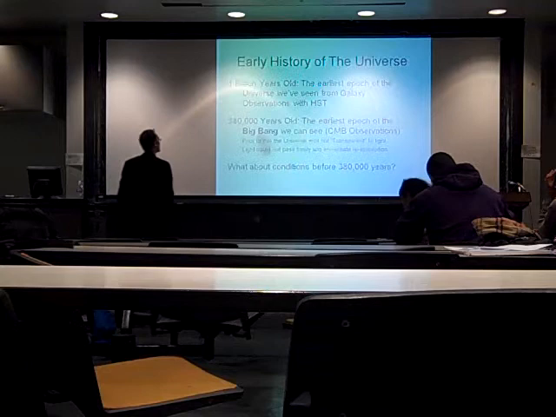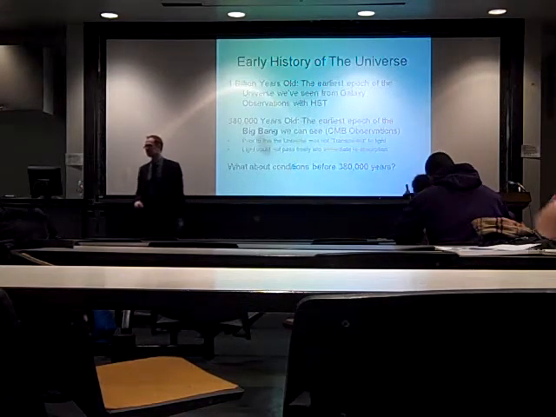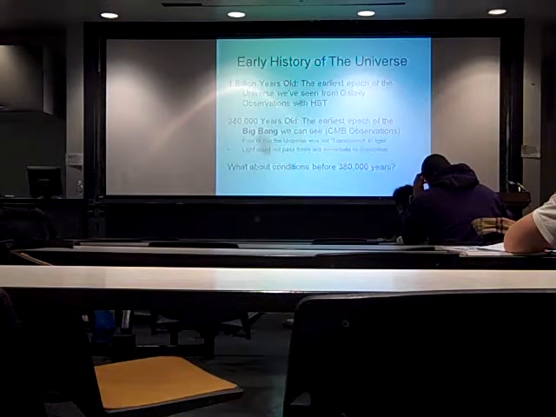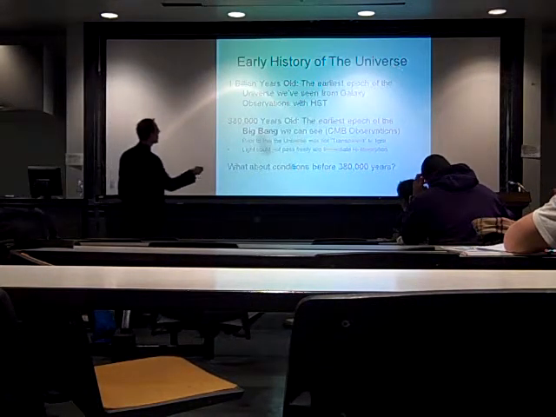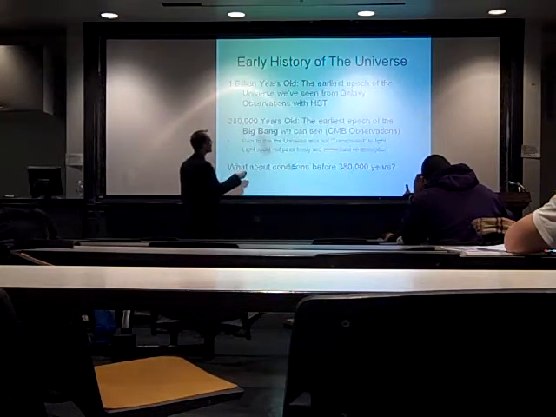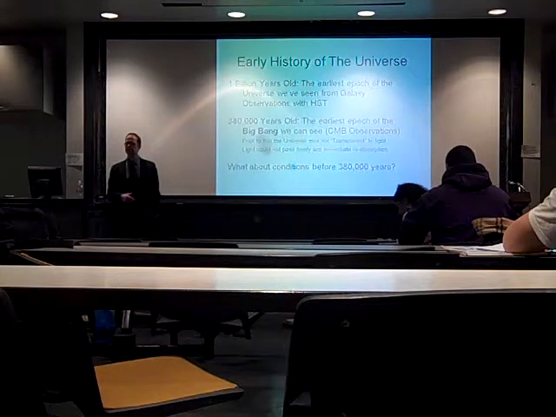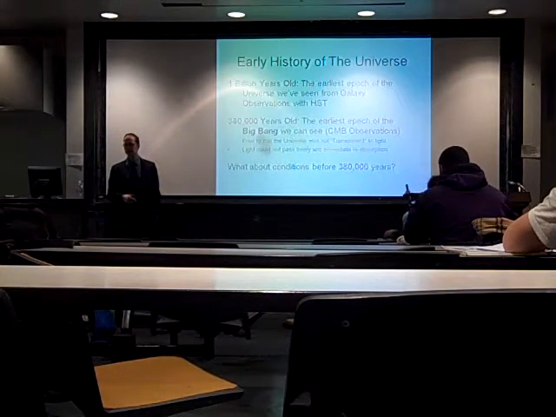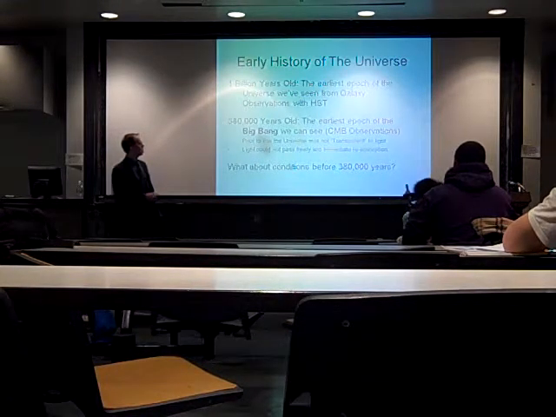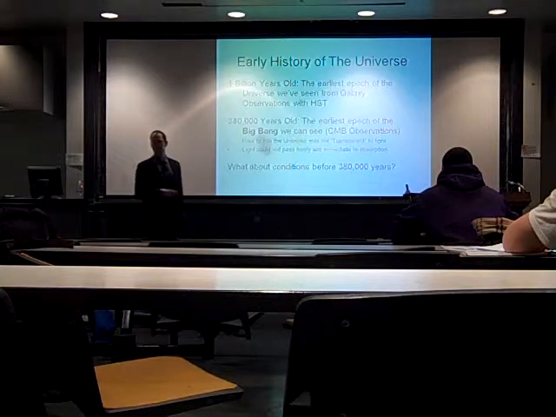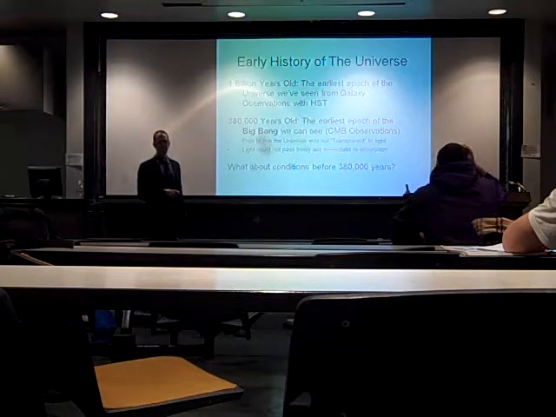So, the beginning of time, where did it all come from? I want to talk about the early history of the universe first. When the universe is about 1 billion years old, we have the earliest epoch of the universe. We see galaxies already formed from this Hubble ultra-deep field. That's how far back we can see with the Hubble. The earliest epoch that we can see of the Big Bang, as I just mentioned, was this 380,000 years old photons, when the universe first became transparent.